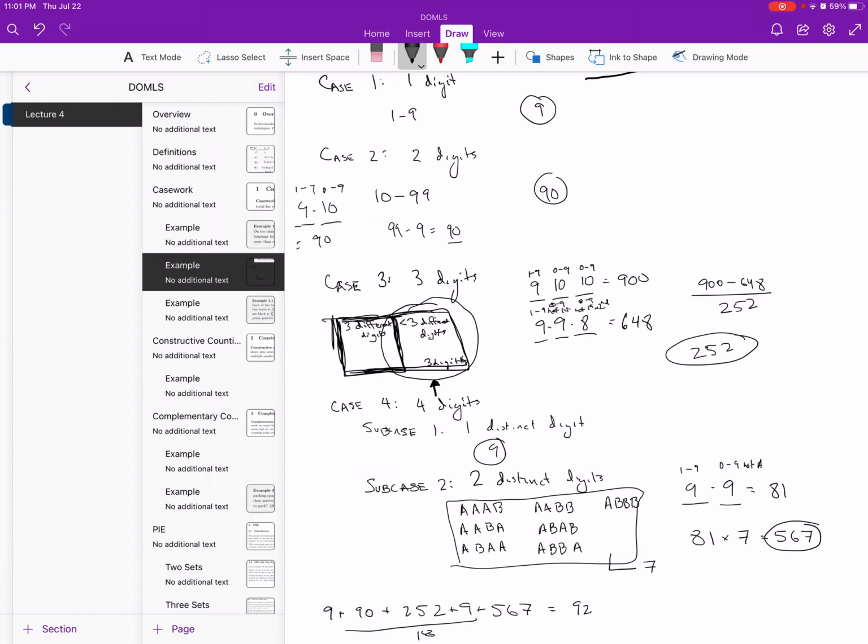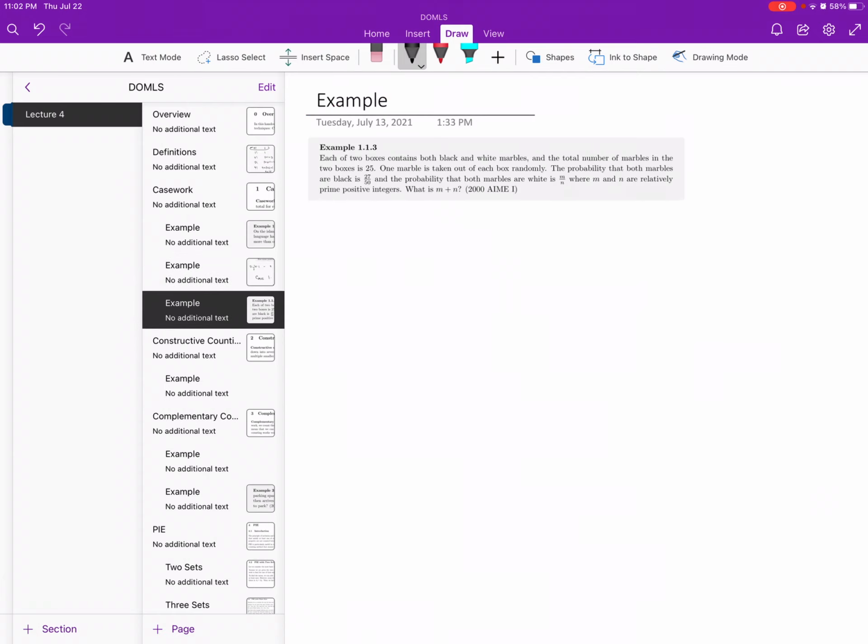Wait. Did I add that correctly? 9 plus 9, 18. 18 plus 252 would be 270, plus 90, 360, and then plus 567 is 927. Yep. So yeah, we have 927 different ways for this problem. And that's it. So essentially, casework made this problem really simple. And we got it. So let's go to the next example.